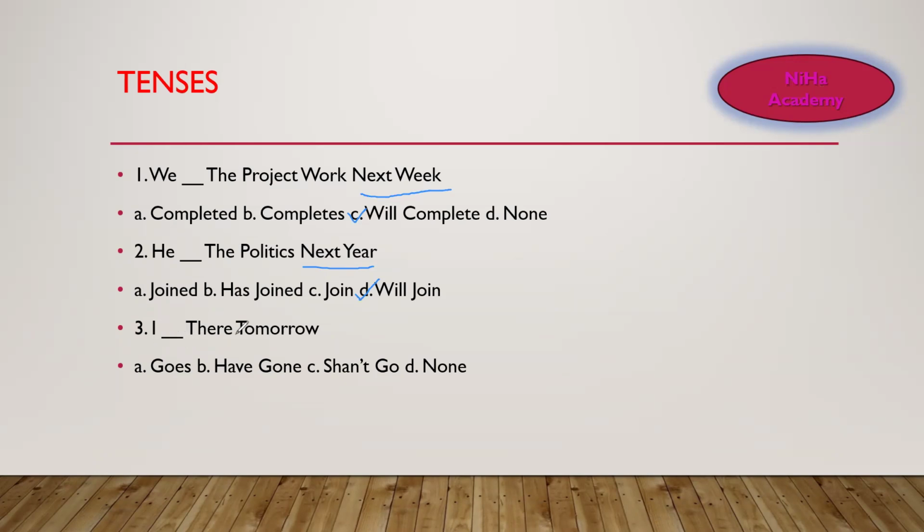Now, I dash there tomorrow. Here the options are goes, have gone, shan't go, and none. Here shan't go is the negative form. So, I shan't go there tomorrow. These are the examples for the future tense.